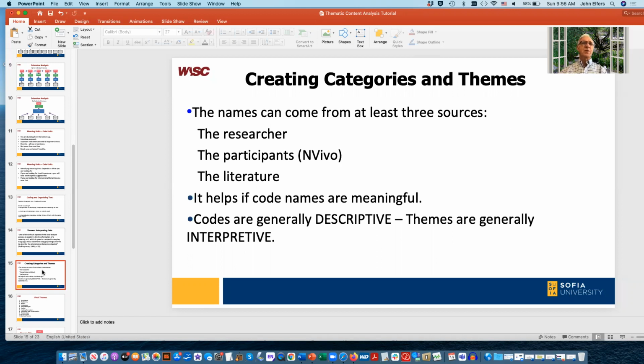It also helps if code names are meaningful, so that when you look at them and read them, they're what I think of as face valid, maybe. The term really describes what is in there. And just in terms of one distinction, when you're first coding, you're being descriptive. By the time you get to themes, you've had a level of interpretation in there. So themes tend to be more interpretive in their orientation.